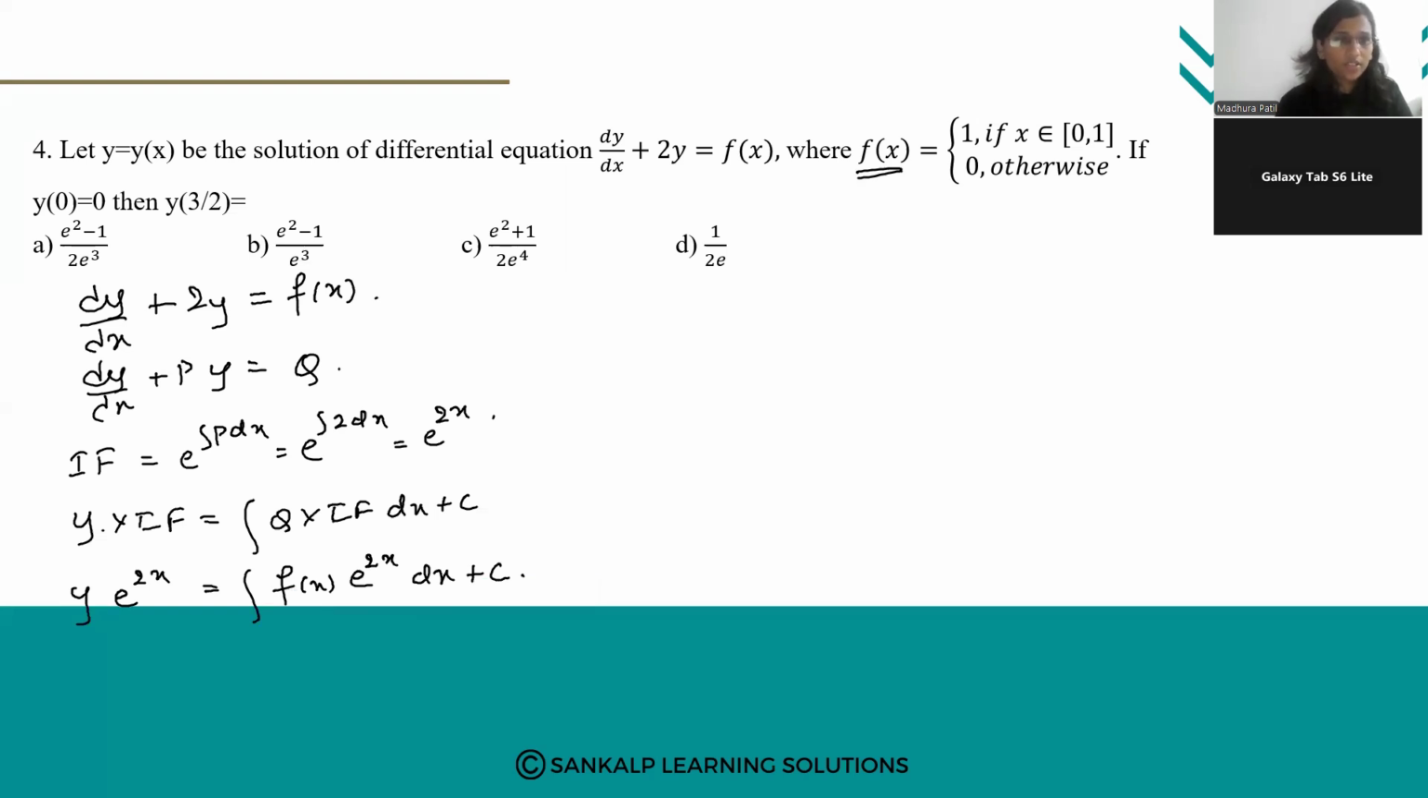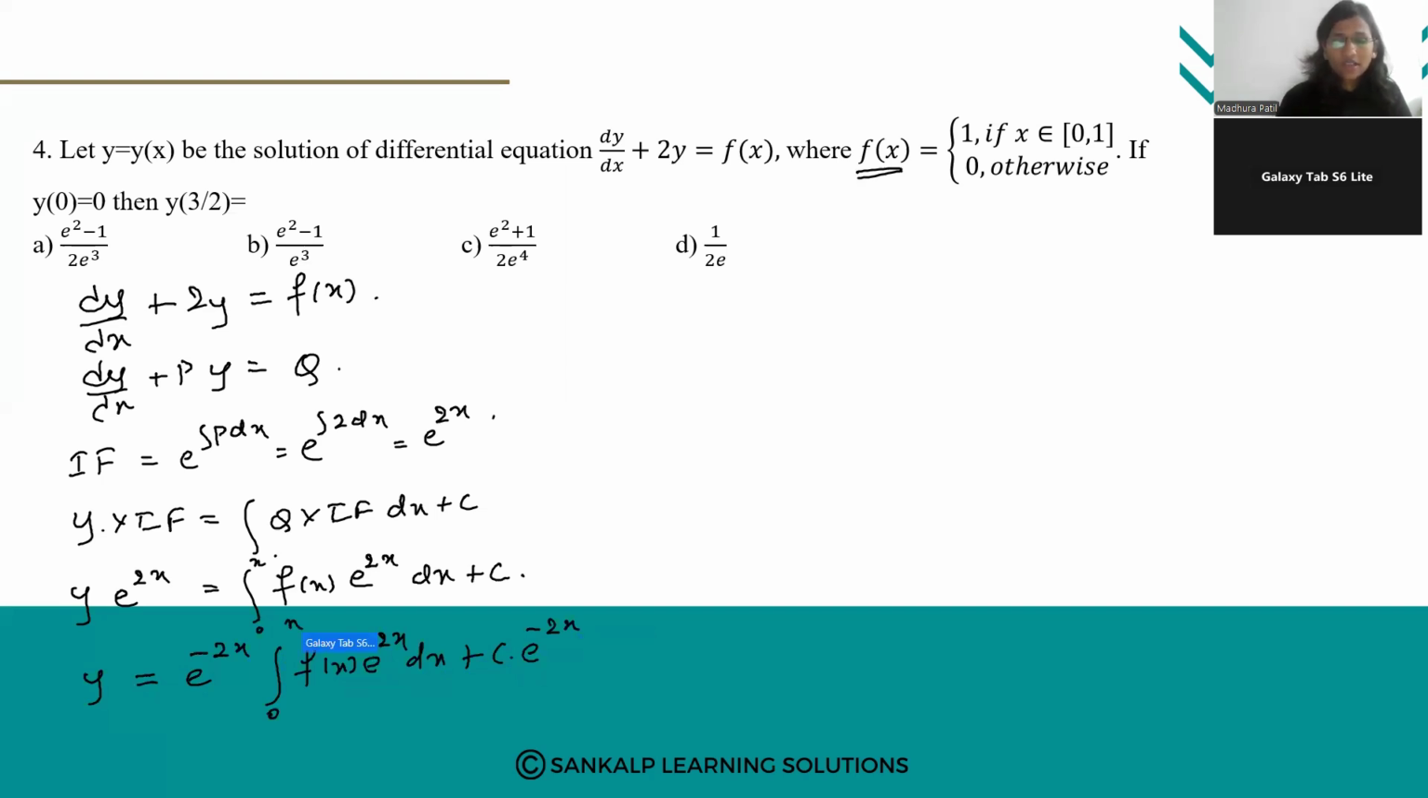From this we have to find out y of 3 by 2. So first, the integral would be from 0 to x, so x is taking some limits. Or you can write this as: if you shift e to the power 2x to the other side, it can be written as e to the power minus 2x times the integration of f of x e to the power 2x dx, plus c into e to the power minus 2x. Is that correct? Now let this be the general solution.